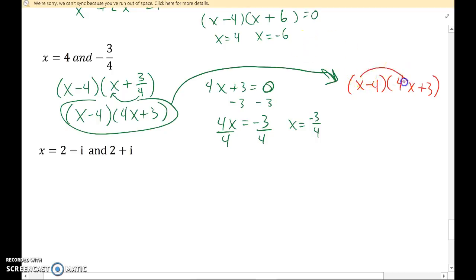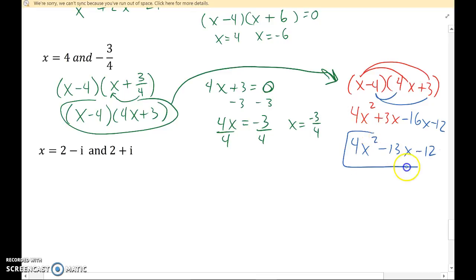So we're going to take x times 4x. That gives us 4x squared. And then x times 3 is a positive 3x. And then we'll take negative 4 times 4x, and we get negative 16x. And then negative 4 times 3 is negative 12. And so what we end up with is 4x squared minus 13x minus 12. And so this is our quadratic that has these two as roots.